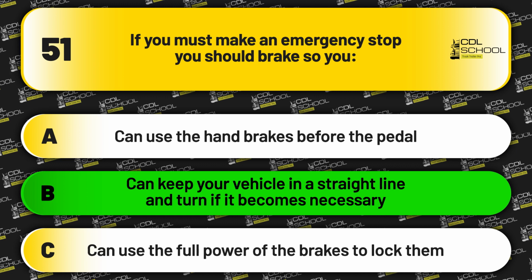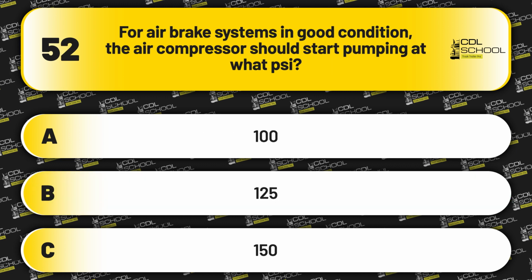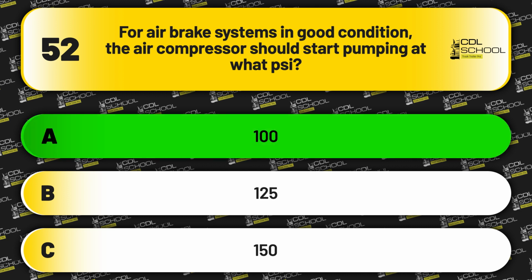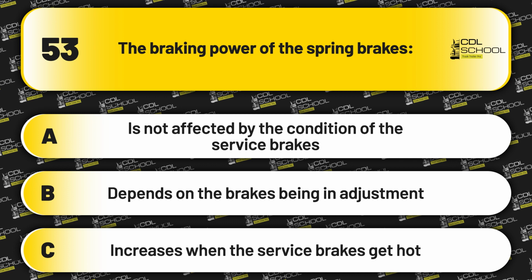For an air brake system in good condition, the air compressor should start pumping at what psi? A. 100 psi, B. 125 psi, or C. 150 psi. The correct answer is that the compressor should start pumping at 100 psi. The correct answer is A. 100 psi.